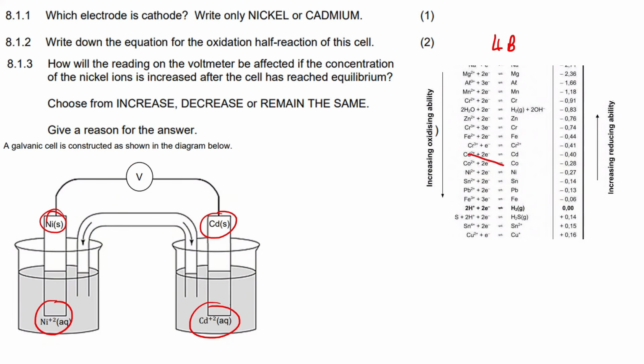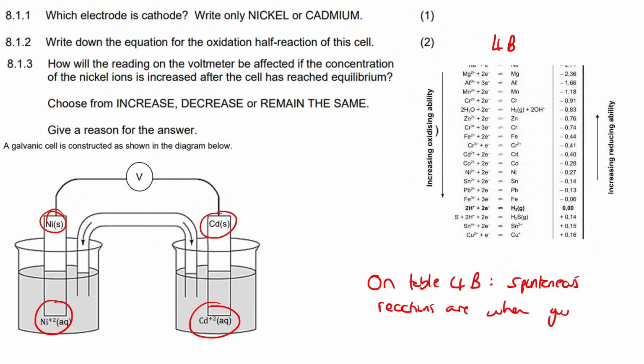Okay, you don't want it to go that way. That would only be if we were using table 4a. So on table 4b, spontaneous reactions are when you can create a positive gradient. You can also use the arrows like I've explained in previous videos. You want to choose the one that's highest up on this side, so that would be this one, and then the one that's lowest down on this side, which would be that one. It's the same thing. You see how it creates a positive gradient? Remember, that's a positive gradient in maths, and that's a negative gradient.